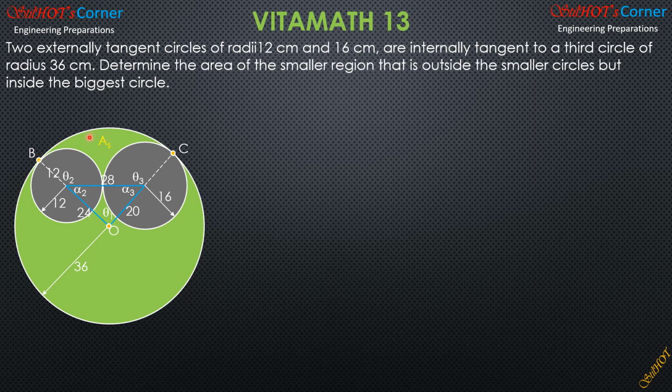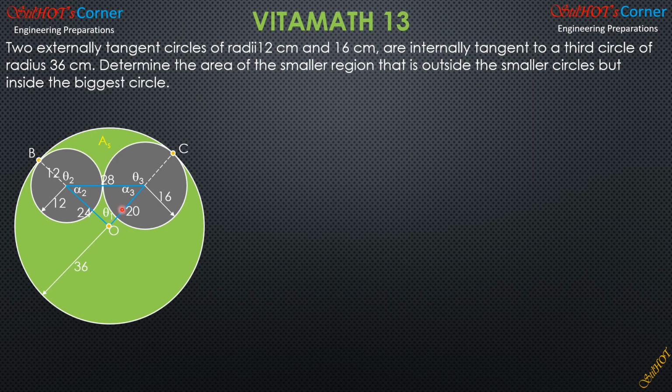Then to set up the equation, area S is equal to the area of this sector. I hope you can visualize it. Then minus the area of this triangle. Then minus the area of this sector 2. Then minus the area of this sector 3, leaving this required area. So again, area S is the area of this sector of radius 36 minus the area of this triangle minus the area of this sector and minus the area of this sector.